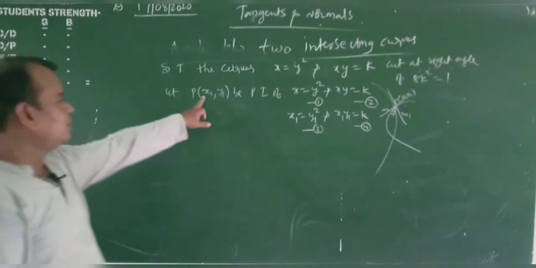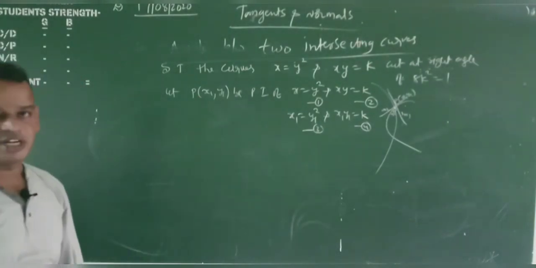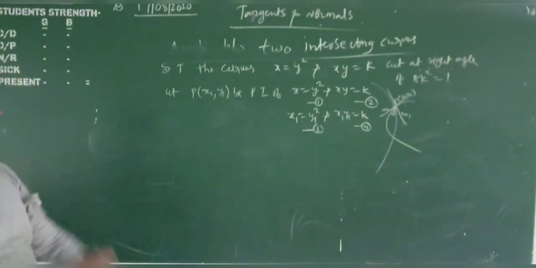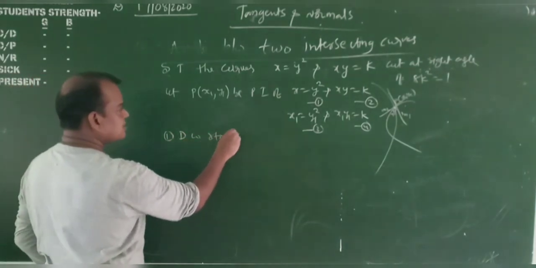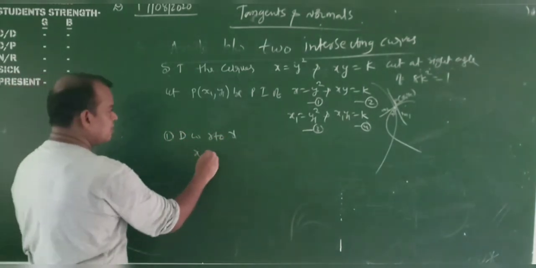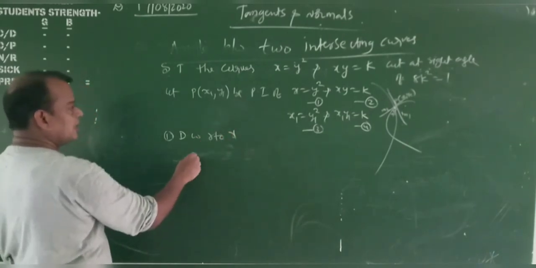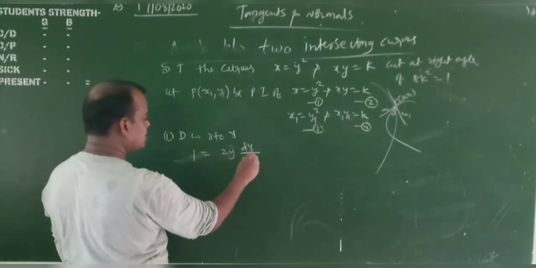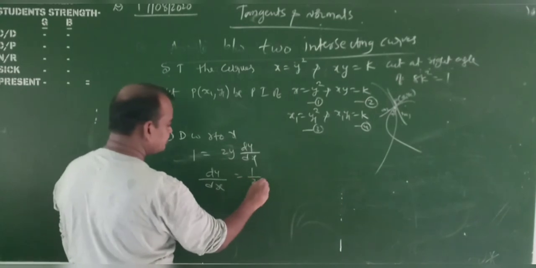Now at this point you can find the slope of the tangent m1 and the slope of the tangent m2, and the m1 into m2 equal to minus 1 condition applies. You substitute these values, you get the answer 8k square equal to 1. Now differentiate equation 1, x is equal to y square, with respect to x. x derivative is 1, y square derivative is 2y into dy by dx. From this, dy by dx is equal to 1 by 2y.